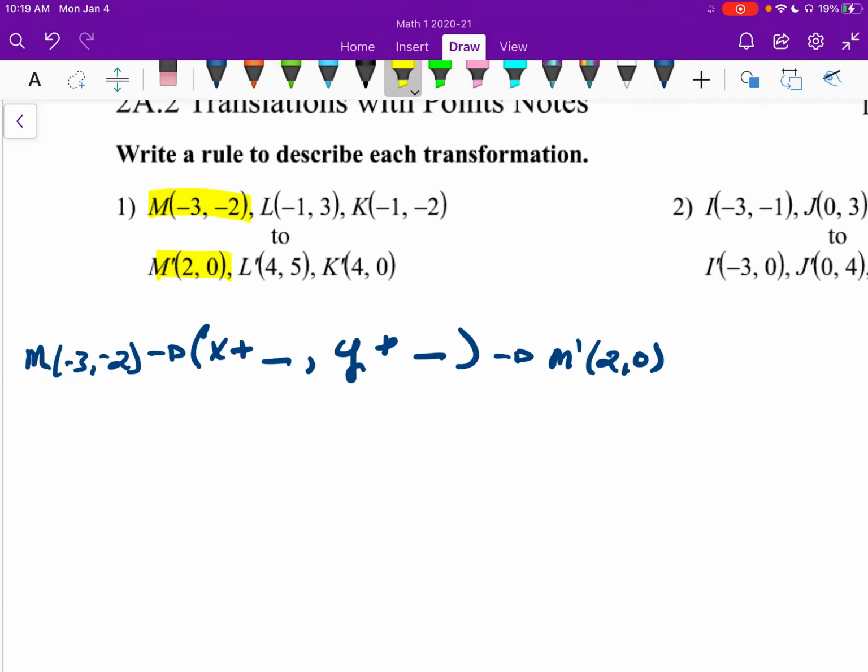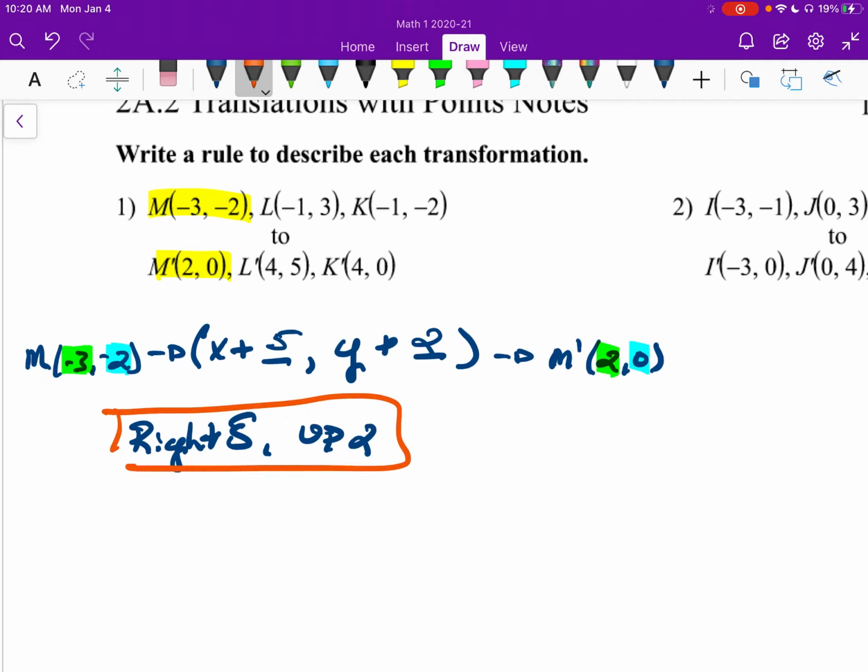So in my head, I look at the x's. How could I turn -3 into 2? Well, I would add 5, right? And then I look at how could I turn -2 into 0? Well, I would add 2. Right? So my answer is going to be x plus 5, which means right 5, and then y plus 2 means up 2. And this is going to be our answer.